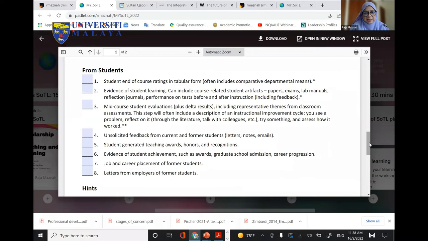Evidence of student learning, okay, course-related student artifacts, their papers, exams, projects that they have done, mid-course student evaluation. Okay, some people do a mid-course student evaluation to find out what your students like about your teaching that they want you to continue doing, to stop doing, or to start something new. Unsolicited feedback from students.